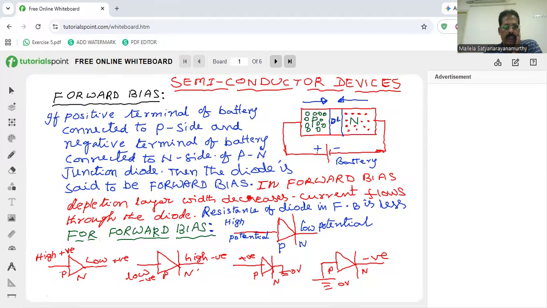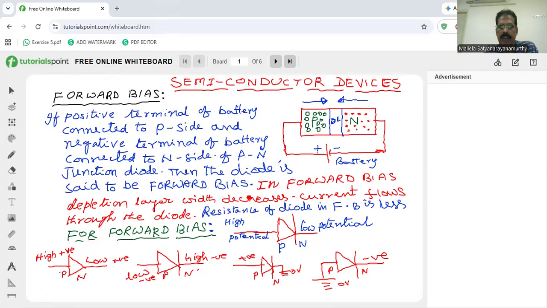If the positive terminal of the battery is connected to the P side and the negative terminal of the battery is connected to the N side of a PN junction diode, then the diode is said to be forward biased. In forward bias, the depletion layer width decreases.